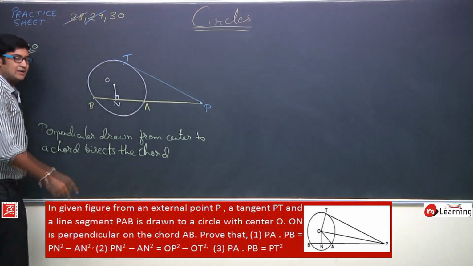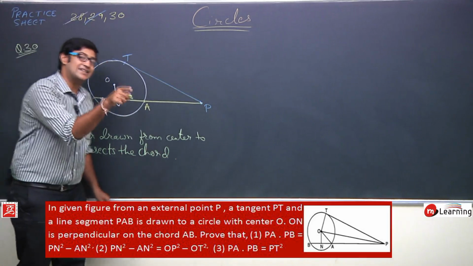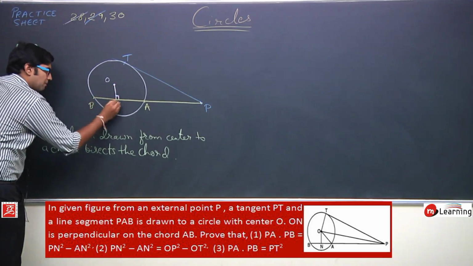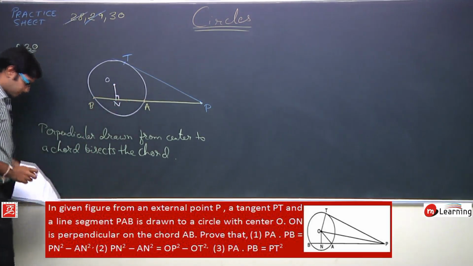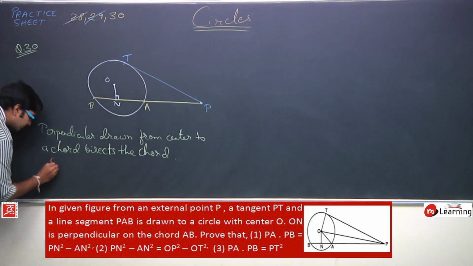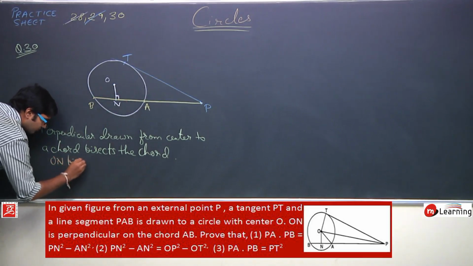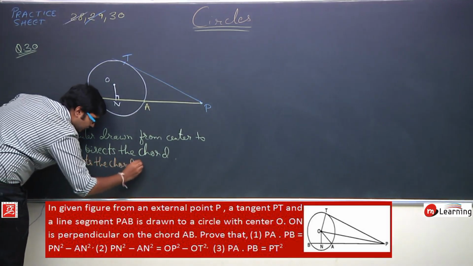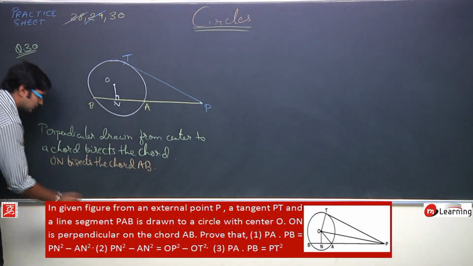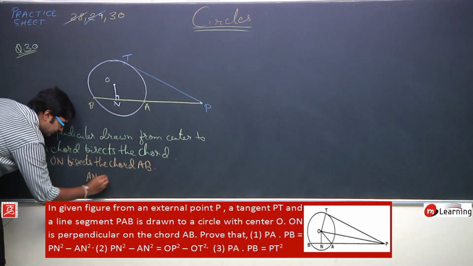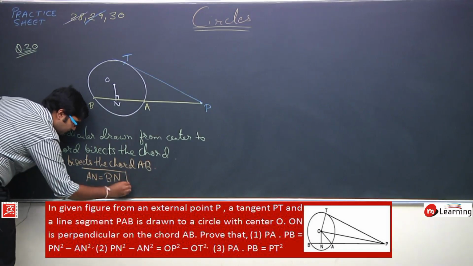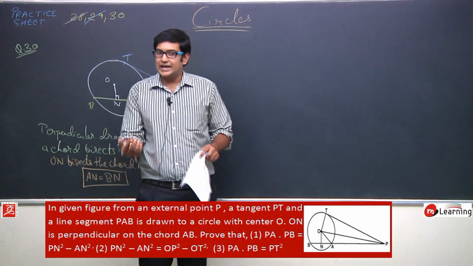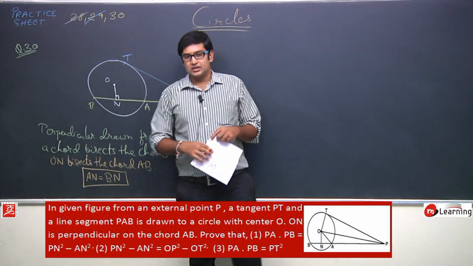The property says that a perpendicular drawn from the center to a chord bisects the chord. It means this ON bisects this chord AB. So I can write AN is equal to BN. This is the condition, that AN is equal to BN. I can simply observe this condition from this diagram.